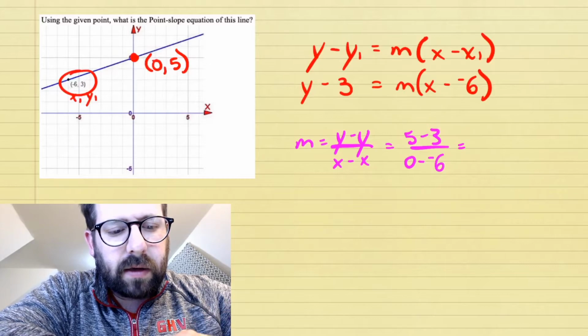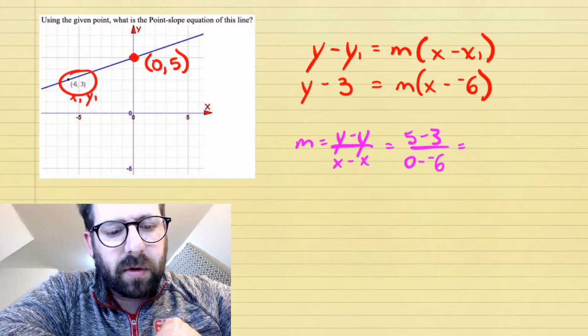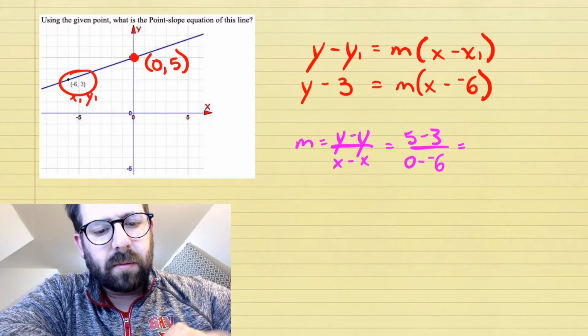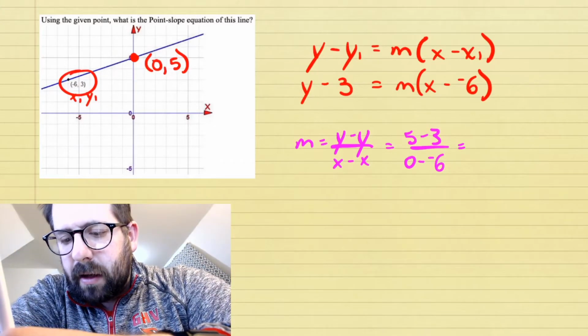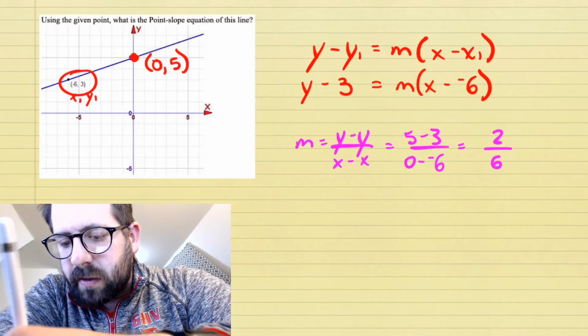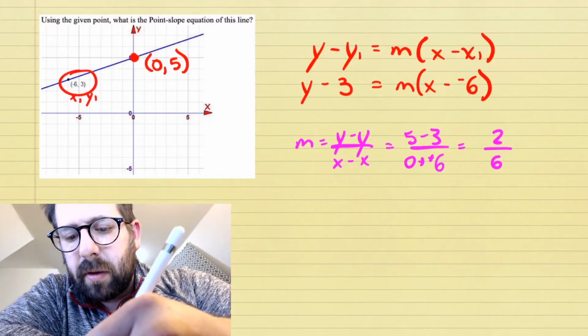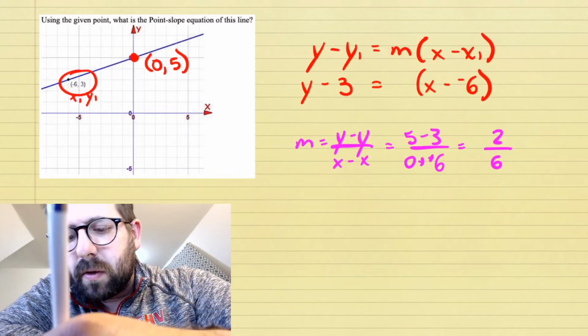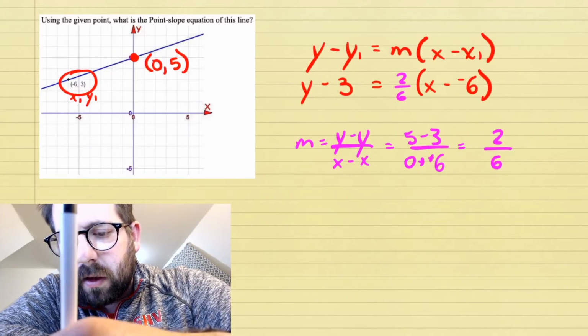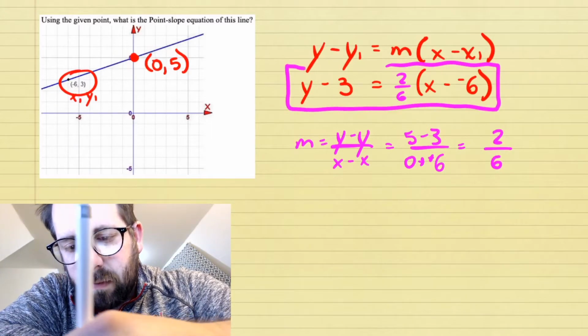So again, the y numbers are on the top. That's the back numbers, and then the x numbers are on the bottom. So this ends up being a 2 over 6, because the double negative sign makes a plus. And so that'd be my fraction I'm going to replace right there in the front. So this is 2 over 6. And this is the final formula for that point slope form.